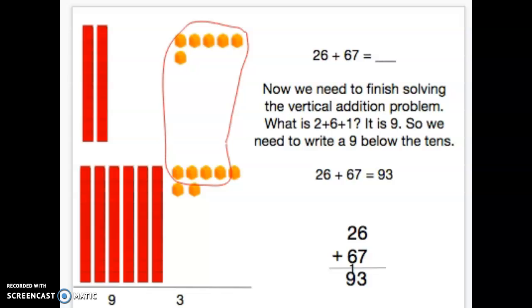Now let's finish solving the vertical addition problem. 2 plus 6 plus 1 is 9. So we need to put a 9 underneath the tens place. So 26 plus 67 equals 93.